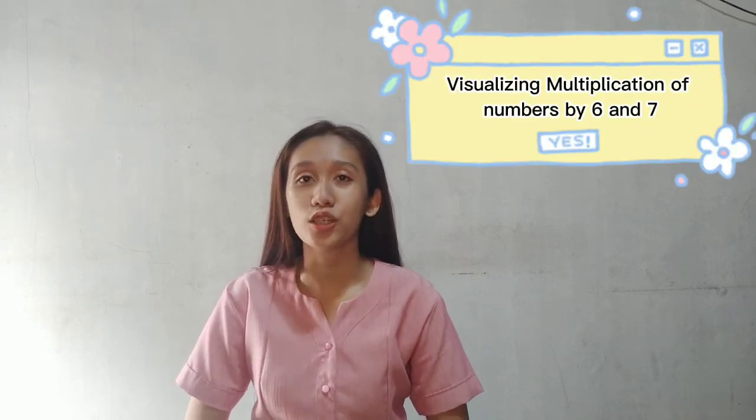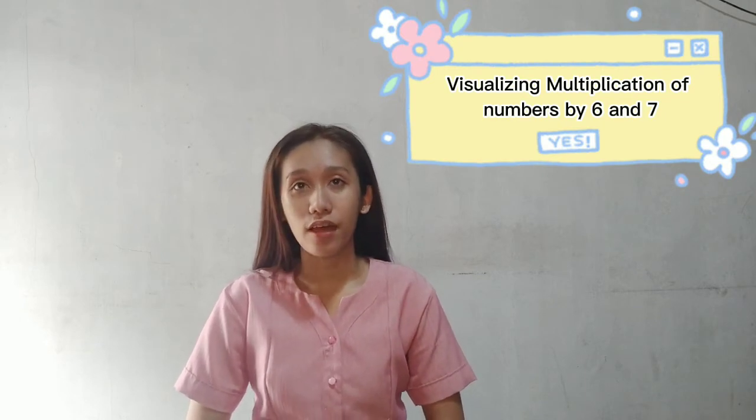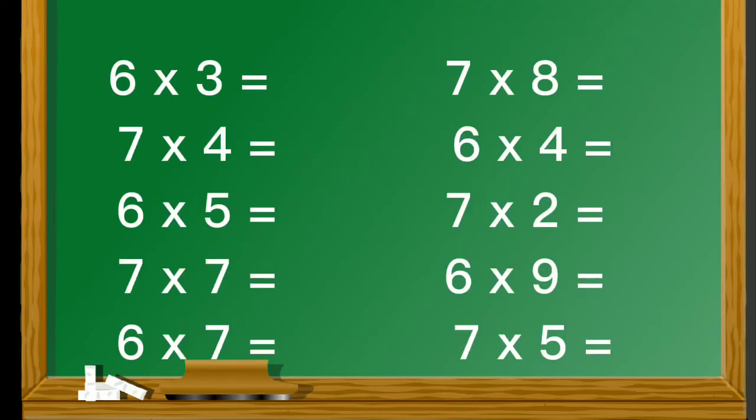In our previous lesson, we discussed visualizing multiplication of numbers by 6 and 7. Come on, let's review your learnings by answering or multiplying the following numbers. 6 times 3 is equal to... Okay, very good. 18. Next, 7 times 4 is equal to... Very good. 28. 6 times 5 is equal to... What is your answer? Is your answer 30?